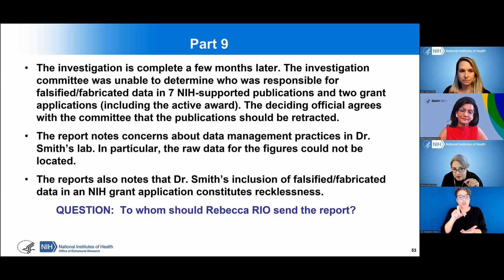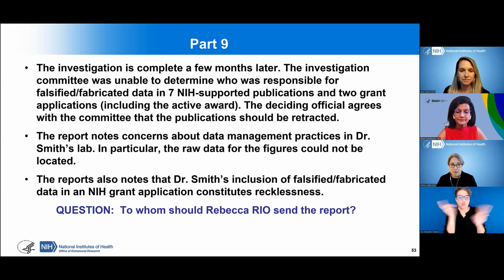The report notes concerns about data management practices in Dr. Smith's lab. In particular, the raw data for the figures could not be located. The report also notes that Dr. Smith's inclusion of falsified, fabricated data in an NIH grant application constitutes recklessness. Okay, so to whom should Rebecca Rios send the report? Let's see, any hands up? I don't see any yet.